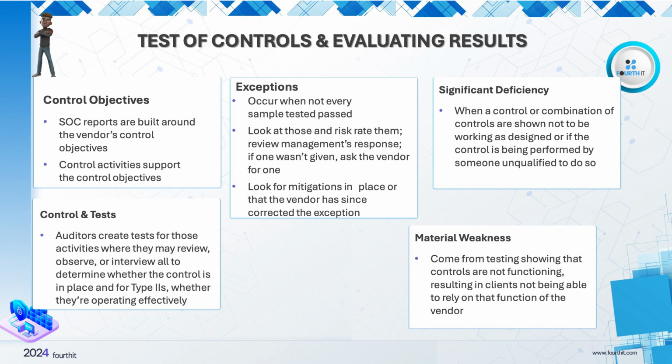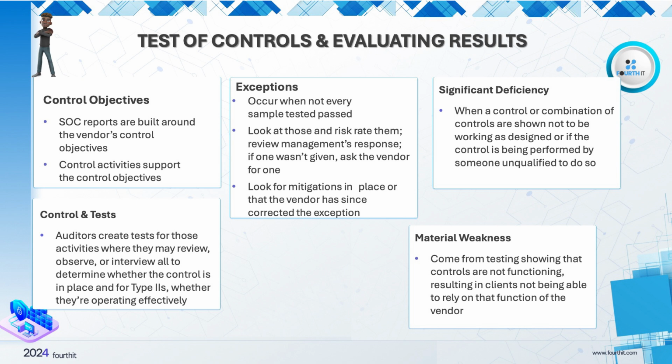And so all these are tested, and the control and the test for these activities need to be reviewed and observed over a period of time, and interviews are sometimes conducted. Exceptions. Now, exceptions occur when not every sample tested passed. Look at those, rate them, and review management's response. If one wasn't given, ask the vendor for one or ask for more evidence. And you need to make sure that you are looking for mitigation steps, or ways to mitigate these exceptions that are being generated.